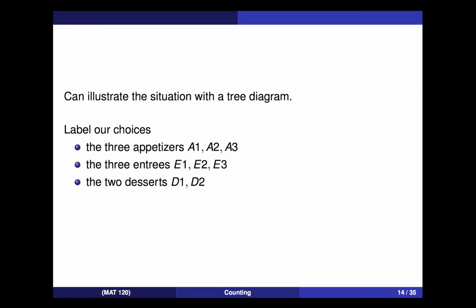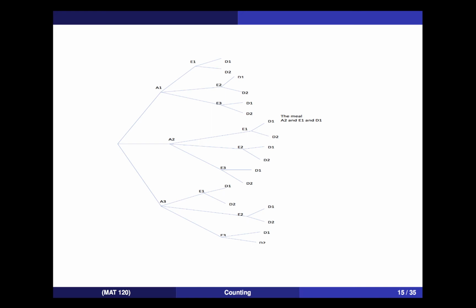Very simple. We can use a tree diagram, the same technique we've used before. And to do this, let's just label our choices here. So the A's are the appetizers, E's for entree, and D for dessert. A tree diagram might look something like this. So you can see each branch would represent a meal. This branch here would be the first appetizer, second entree, and the first dessert.